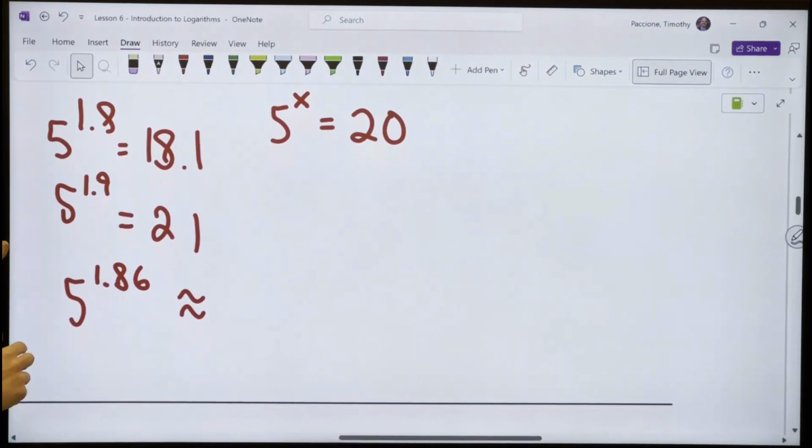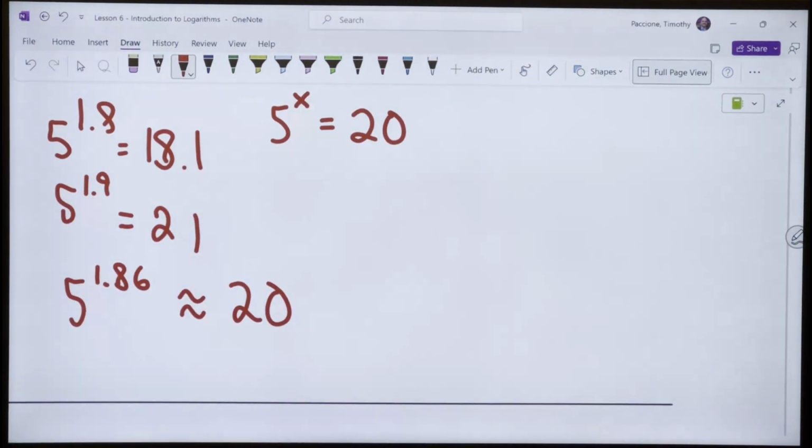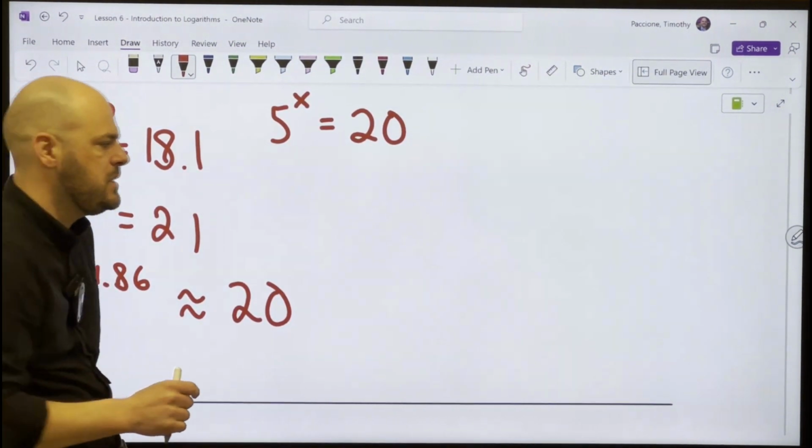Okay, so 5 to the 1.86 is about 20. Notice I didn't put equal, right? But what if we wanted equal? We still need another method. What if we wanted to know that exact number, right? So that's what today will be about.